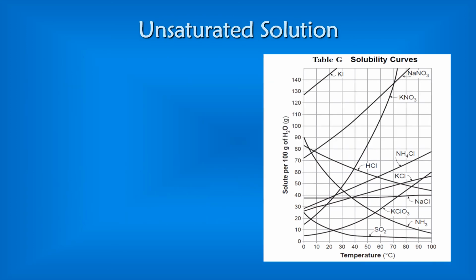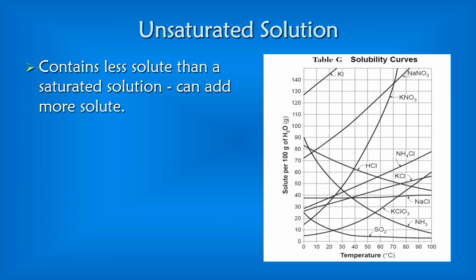The unsaturated solution, as we just said, is when we have less solute present in our solution, which means there's still room for more. We can add more solute and it's still going to dissolve. So if it's the less solute, then that means these lines that we see for each substance, if we have the amount of that substance below the line or less than that line, then that would represent an unsaturated solution.